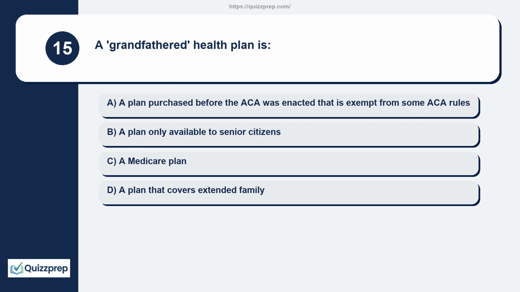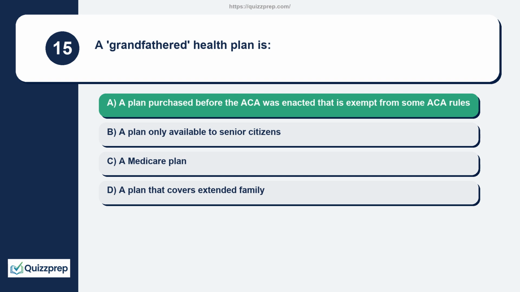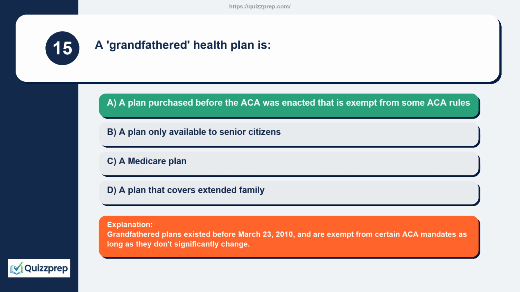Question 15. A grandfathered health plan is a plan purchased before the ACA was enacted that is exempt from some ACA rules. A plan only available to senior citizens. A Medicare plan, a plan that covers extended family. Grandfathered plans existed before March 23, 2010, and are exempt from certain ACA mandates as long as they don't significantly change.